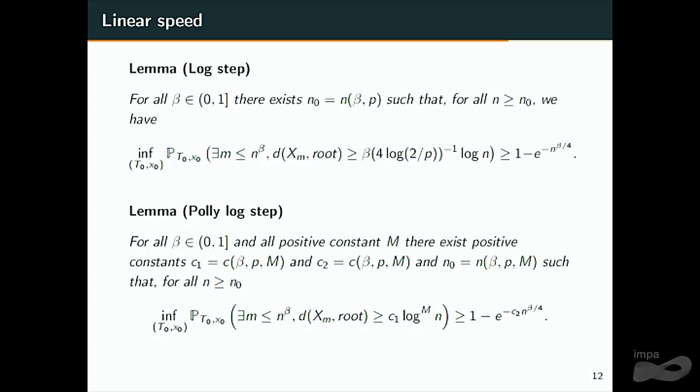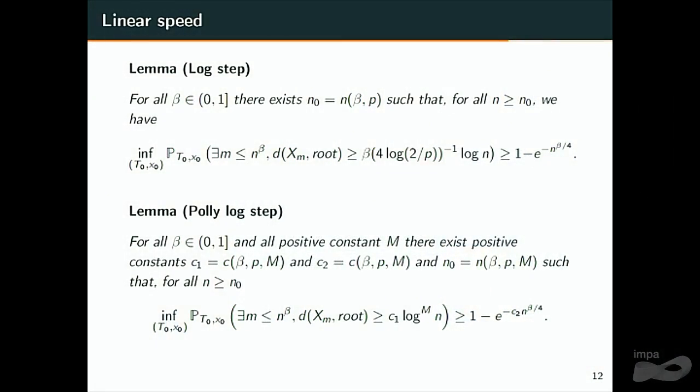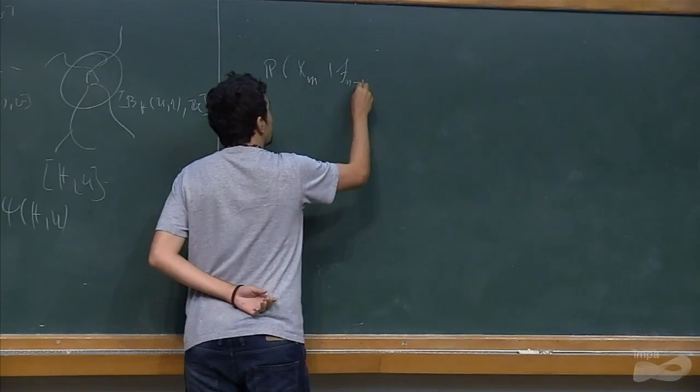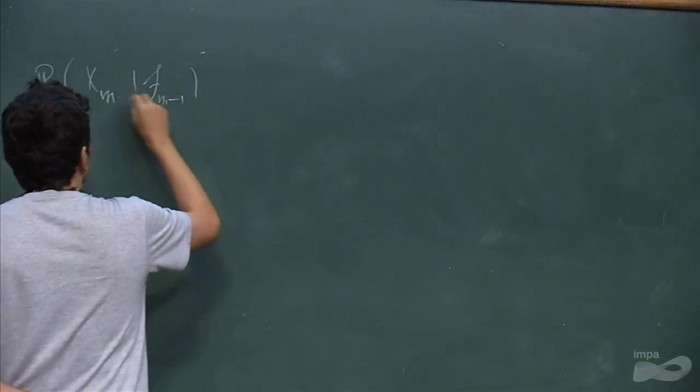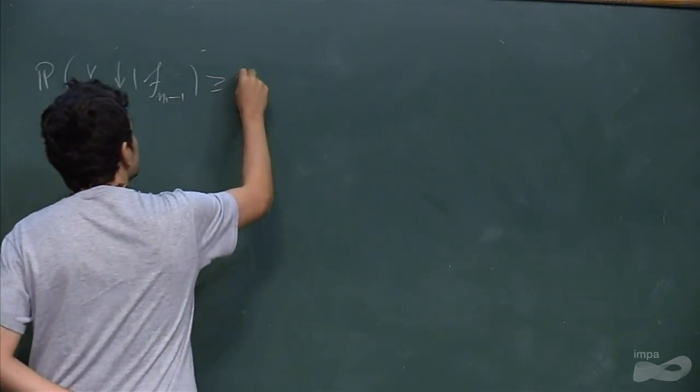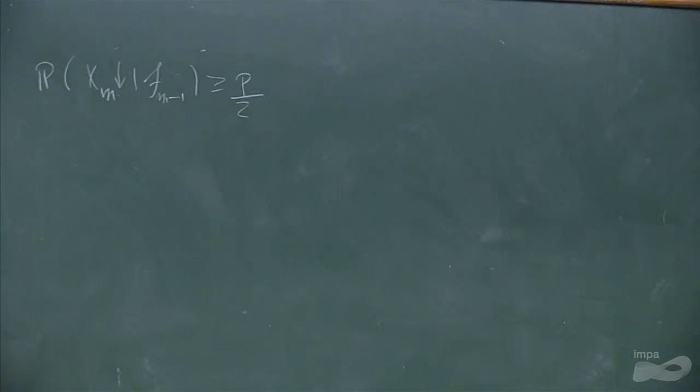So it's a bootstrap argument. First of all, you have to ensure that you achieve at least log n distance. This first lemma here is trivial. Observe that the probability, given all your knowledge up to time n minus 1, that the walker jumps down, one step away from the root, is bounded away from 0 by p over 2.